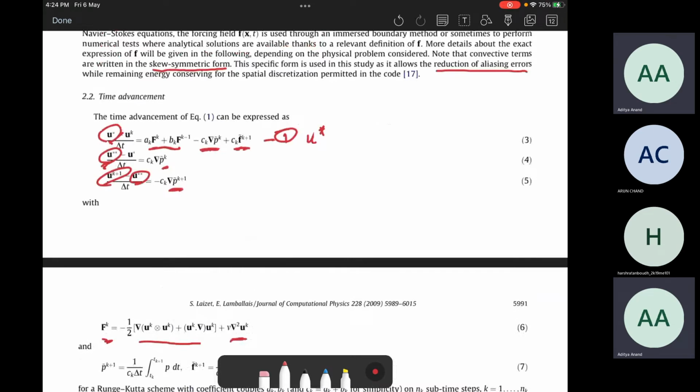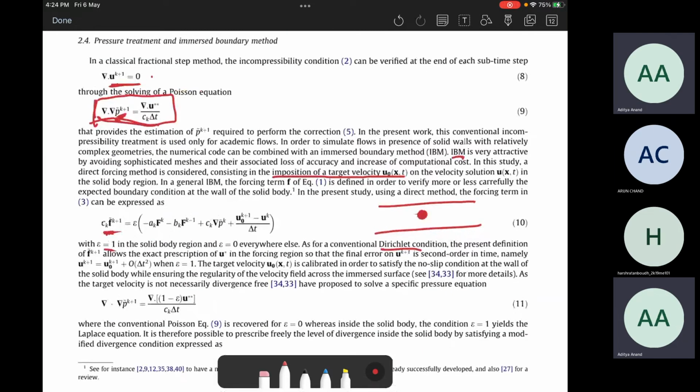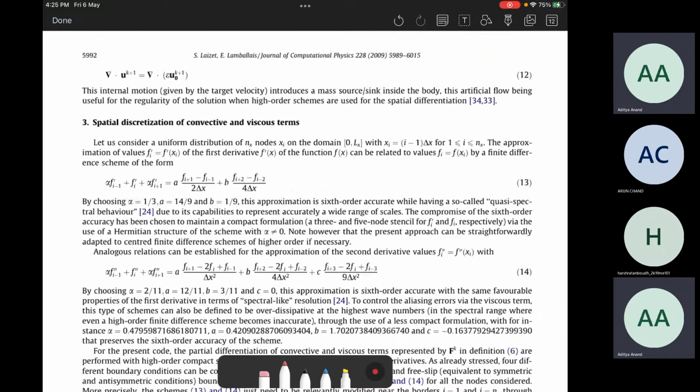If you use this forcing term in these numerical schemes, in these equations here, what you'll get is that your u at k plus 1 will be equal to the enforced velocity. So it enforces the velocity that you're specifying inside the boundary. So you can specify these velocities inside the solid bodies as well.